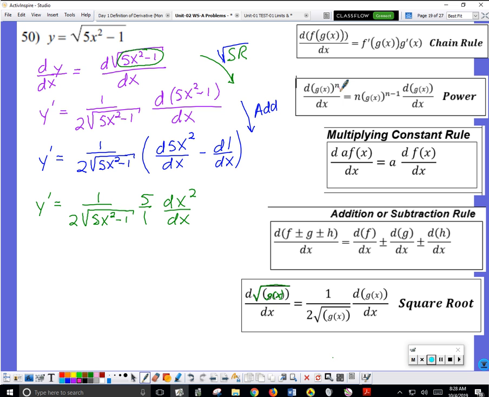So, next line, y prime. If you'd like, you can start kind of cleaning up a little bit. When fractions multiply, just straight across. So this is 5, 2 square root of 5x squared minus 1. Is the 5... 1 times 5 is 5. This times this times this.